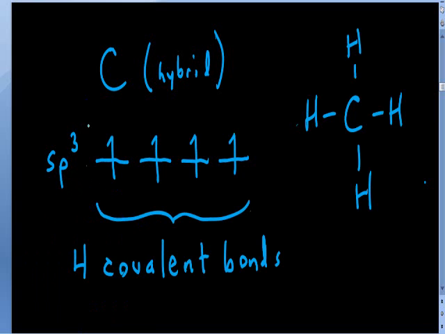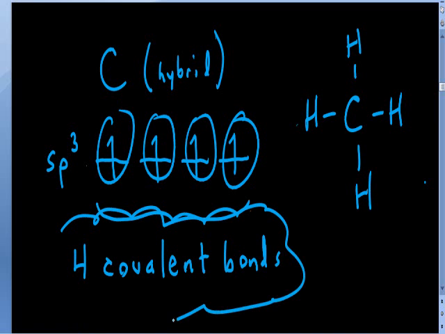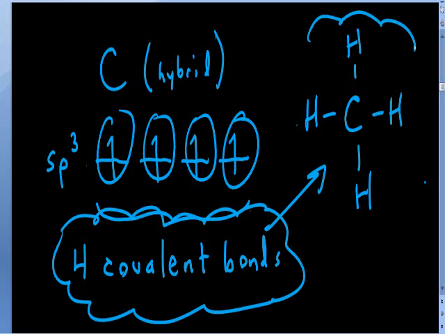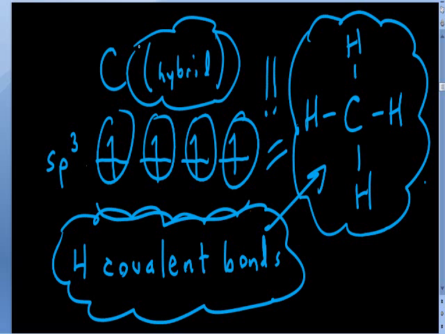With the hybrid orbital scheme, carbon now has 1, 2, 3, 4 unpaired electrons, so it has the capacity with the hybrid orbital scheme to make 4 covalent bonds. 4 covalent bonds is what we see and know to be the case in a methane molecule, so we now have an orbital scheme that agrees with what we observe for the formation and structure of a methane molecule. This is the utility of the hybrid orbital theory and modeling scheme with molecules.